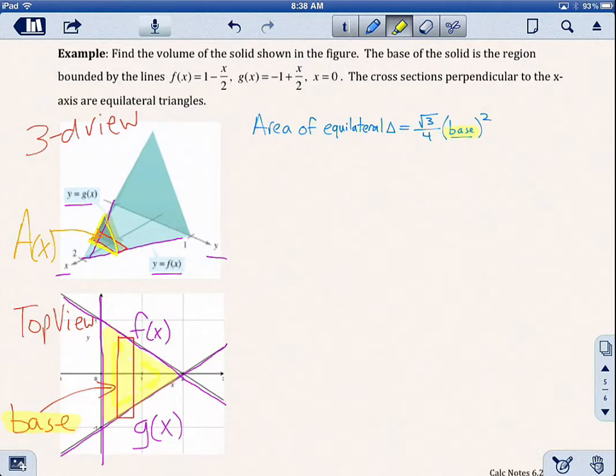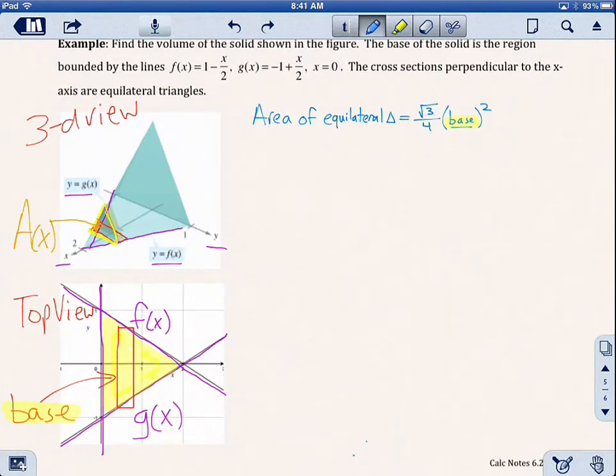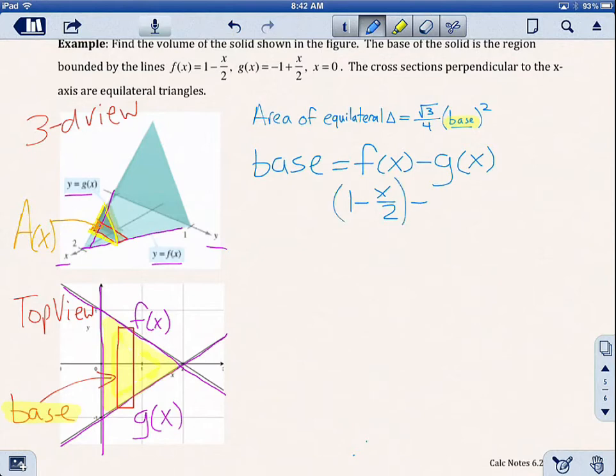And that base we're talking about is the base of the equilateral triangle, which you can see right here. Basically, it's going to be the height of this representative rectangle. So we need to find the height of this representative rectangle, which I'm just going to label as base. And it's going to be the upper function, f of x, minus the lower function, g of x. And we'll just substitute our functions in now. So f of x was 1 minus x over 2.